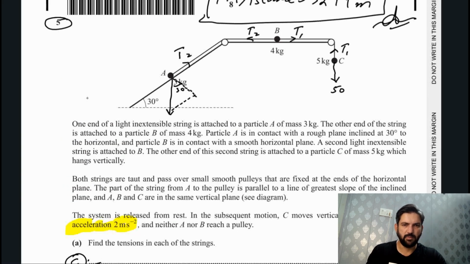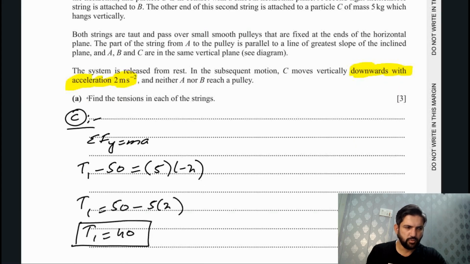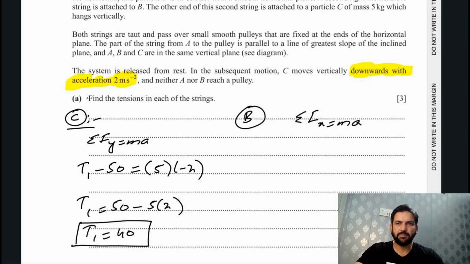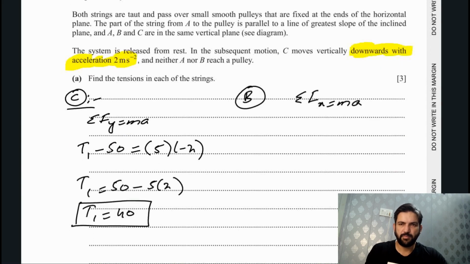Now let's see the particle B. For particle B, we know that we have to apply summation of Fx is equal to ma because the acceleration is in the horizontal direction. So this will be equal to T1 minus T2. T1 minus T2 is equal to ma.